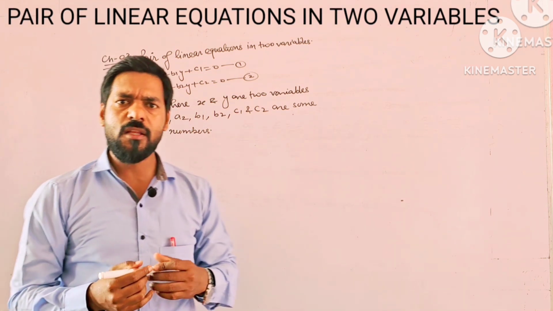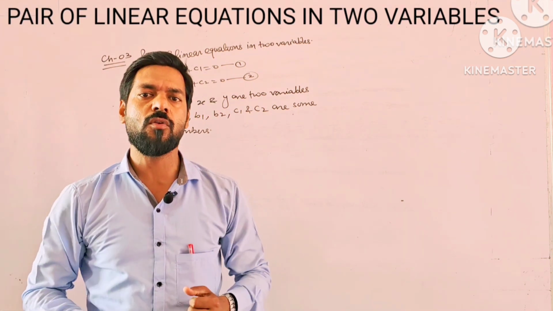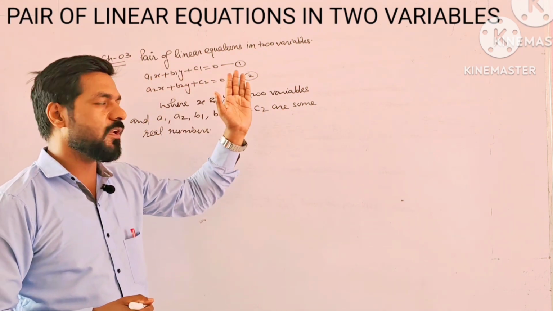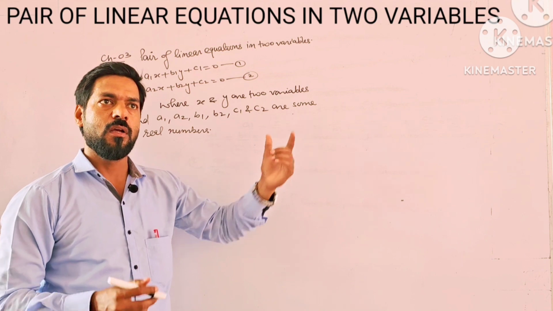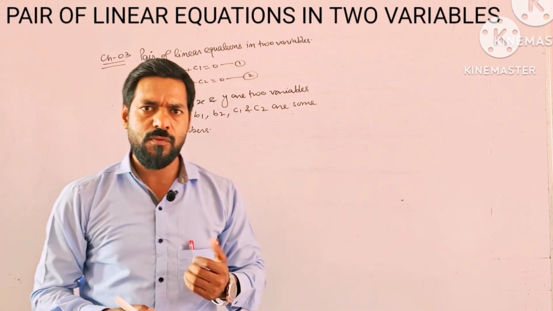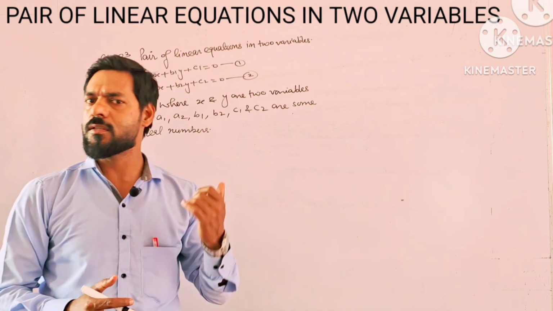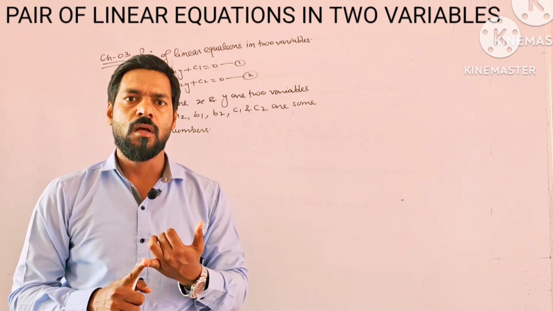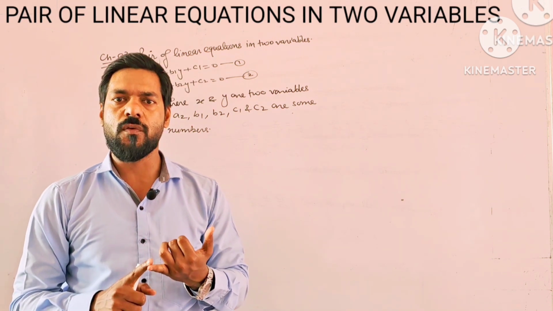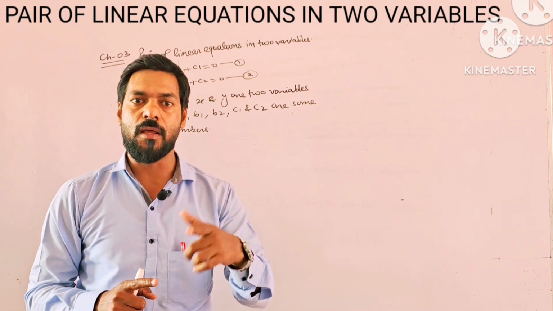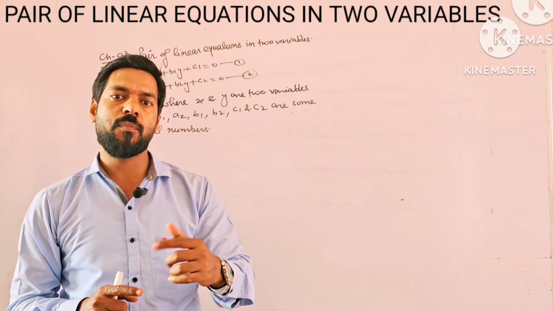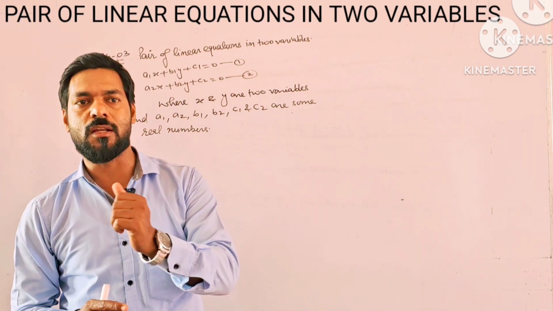Why is it called linear equation? Because it can be represented on the line. Because of that we can say that the pair of linear equation means we can represent the equation on the number line. So the question is, which kind of question will be there in this chapter? Number 1, pair of linear equation will be given and you have to check whether the given equations are parallel, intersecting or coincident, or you have to check whether the pair of linear equation is consistent or inconsistent.